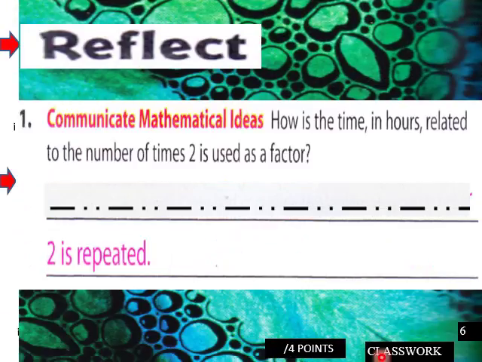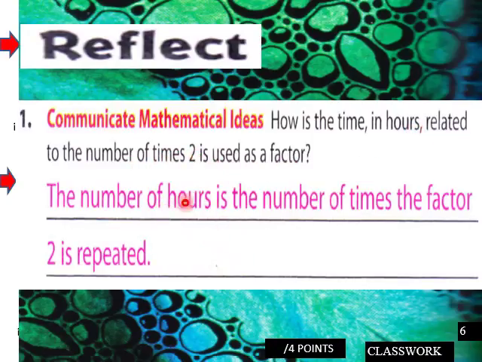Page 6 in our classwork. Communicate mathematical ideas. How is the time in hours related to the number of times 2 is used as a factor? The number of hours is the number of times the factor 2 is repeated. So for 2 hours it's 2 squared, for 3 hours it's 2 cubed, and for 4 hours it's 2 to the 4th power, etc. That is a conclusion you could draw from that table.